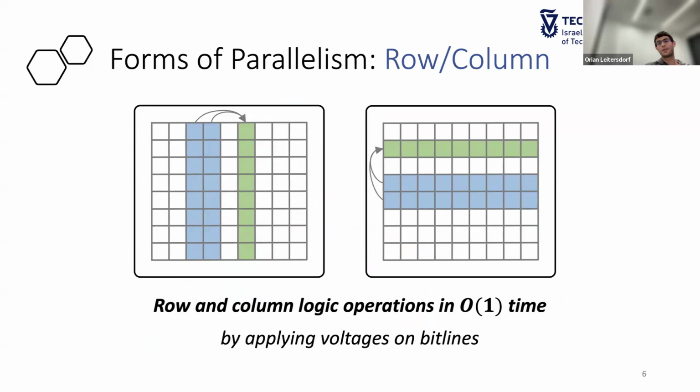You can do parallel operations on both columns and rows with the same crossbar. So that's our first parallelism. We can operate across the entire row or column in O(1) at a time.